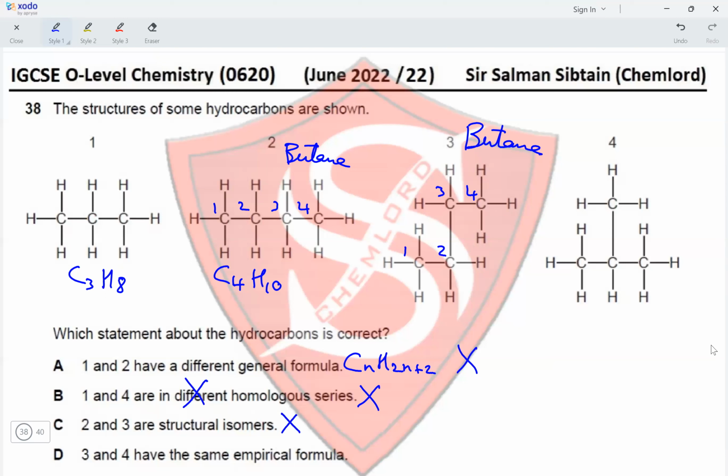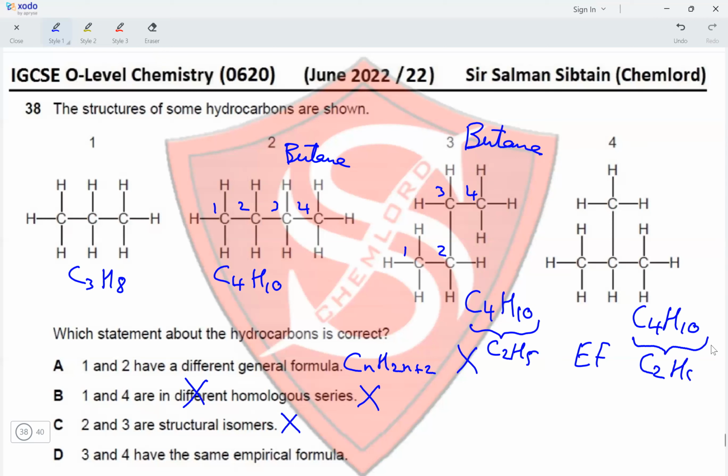3 and 4 have the same empirical formula. 3 has C4H10 present and 4 has C4H10 present. Okay, so this would become C2H5 for the empirical formula for 3, and for 4 the empirical formula would become C2H5. So both of them have the same empirical formula of C2H5, making option D the correct option for this question.